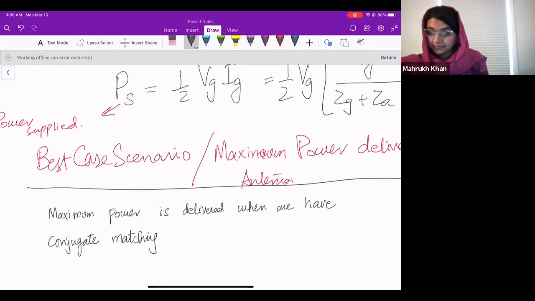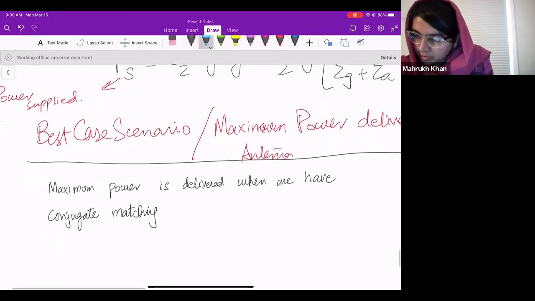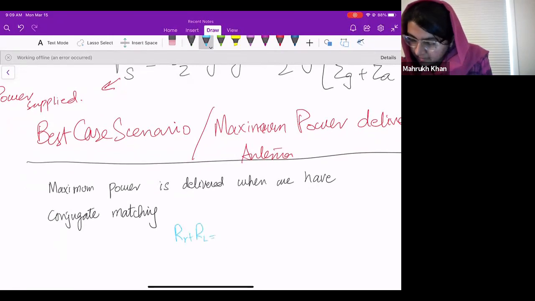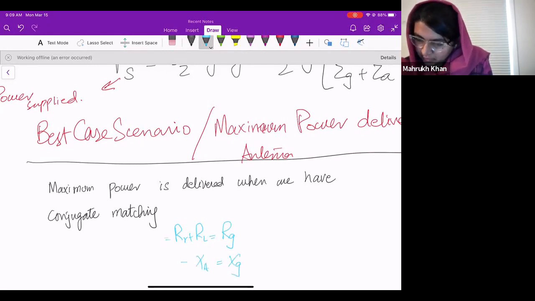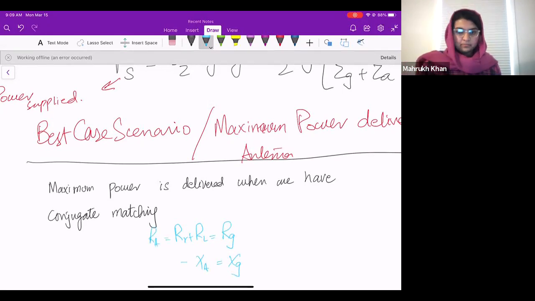Which means that in the conjugate matching scenario, your RR plus RL is RG, and your XG is minus XA, or you can also say RG is RA. So in this scenario, the maximum power can be delivered.